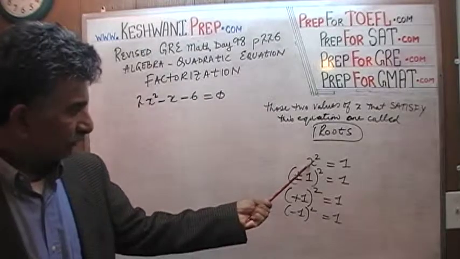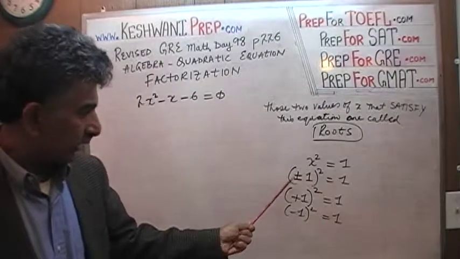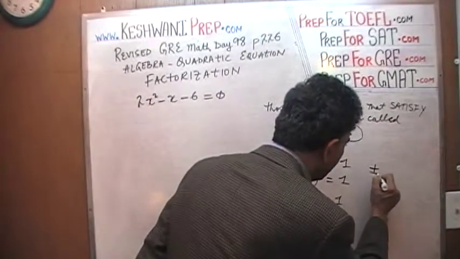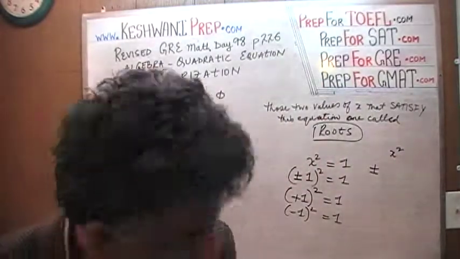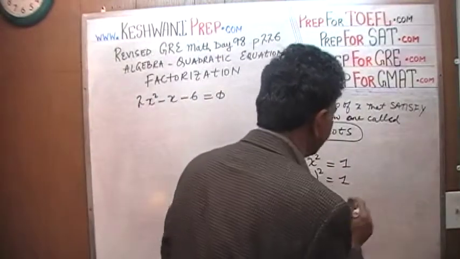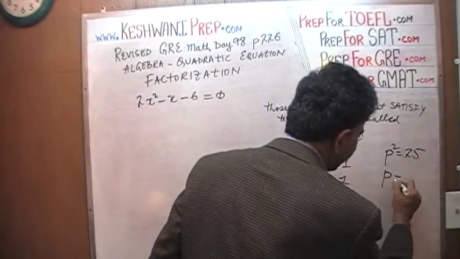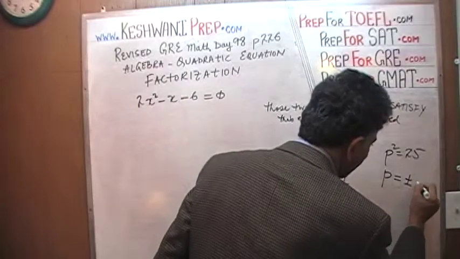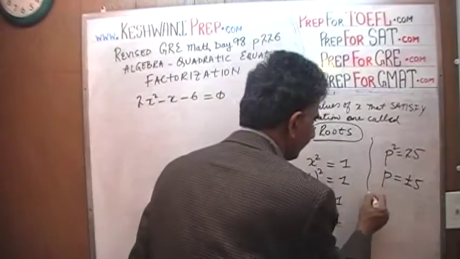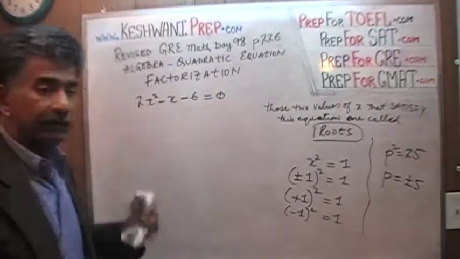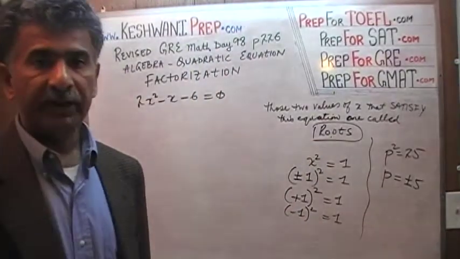There are two values of x that will satisfy this equation. x squared equals 1, x can be positive 1 or negative 1. For example, if someone says p squared equals 25, then p must equal positive 5 or negative 5. There are two values of p that satisfy that equation. Similarly, this equation has two roots. Our job is to find those two roots.